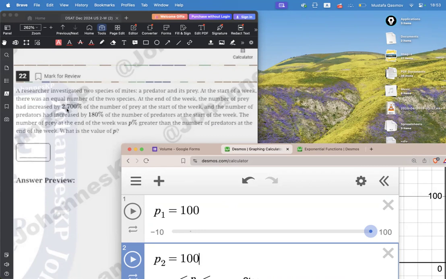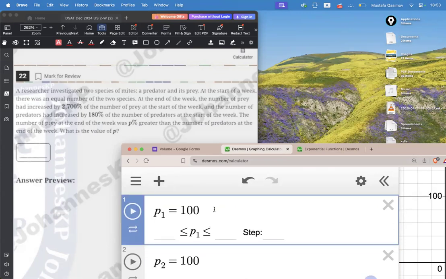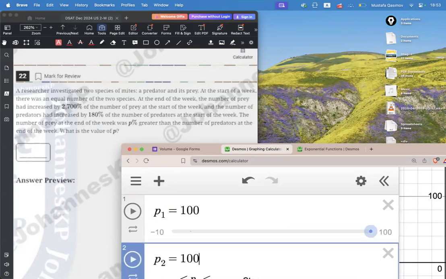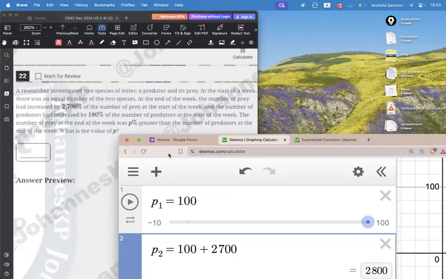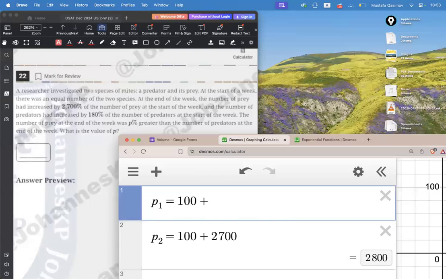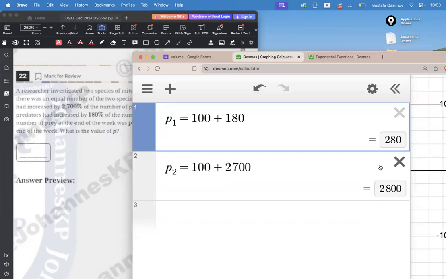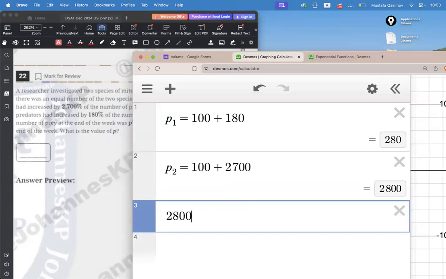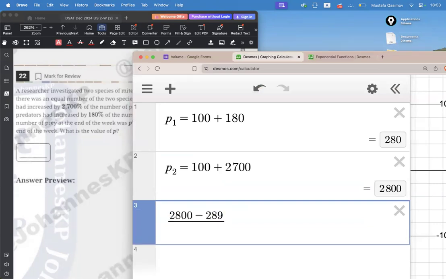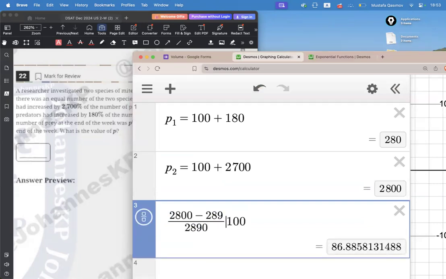Then prey had increased by 2700. It means we must write it like that, plus 2700, which is equal to 2800. But that one will increase by 180. It will be equal to 280. And we know that 2800 is 900% more than 280. You can use this formula. Any question?